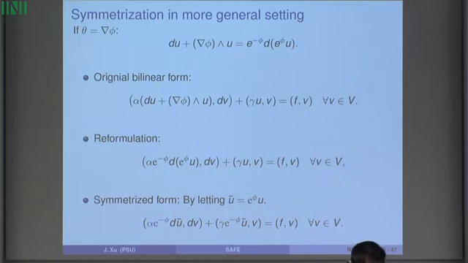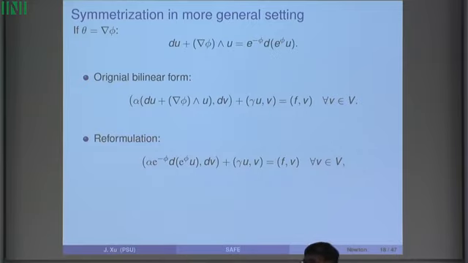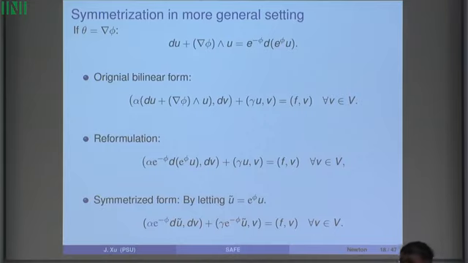Oh, okay. That's a good point. Yeah, if theta is a gradient of phi, you can do these things. So you can make a change of variable. You get a symmetric positive definite problem. So that problem is well-posed. But my conjecture is that this should be true for any alpha and beta.